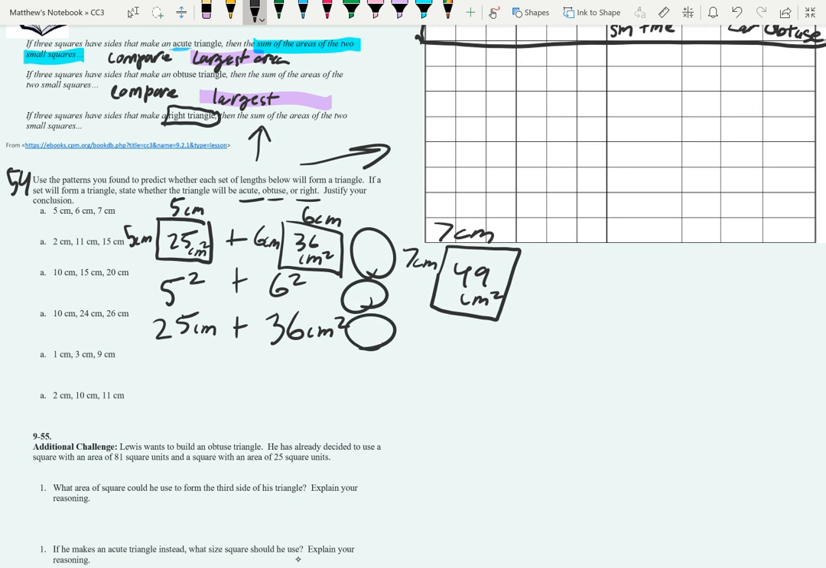So let's see, how does it compare to our 7 squared, otherwise known as 49 centimeters squared? Well, let's see. 25 plus 36, that gives us 61. And comparing that to 49 centimeters squared, it's going to be greater than.